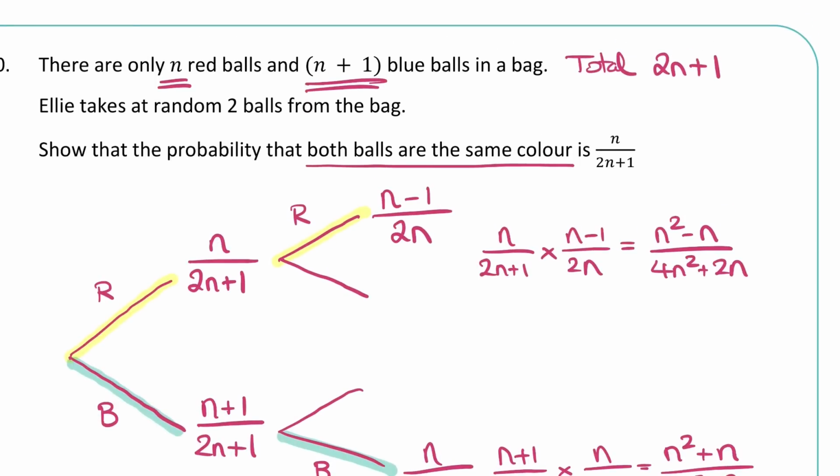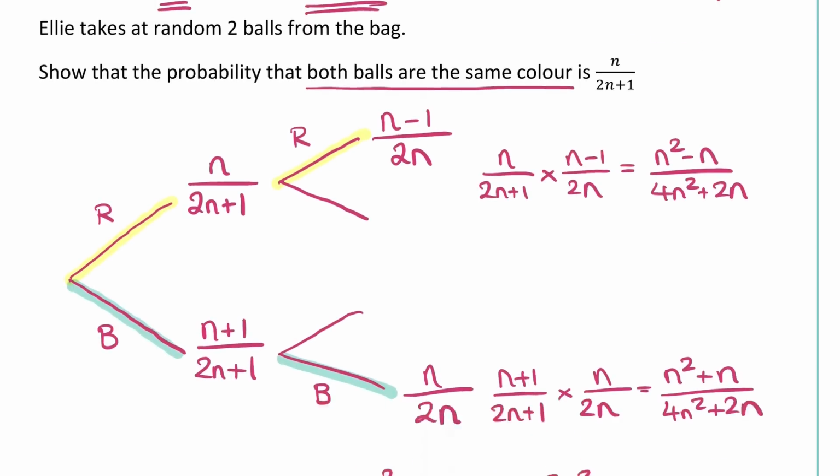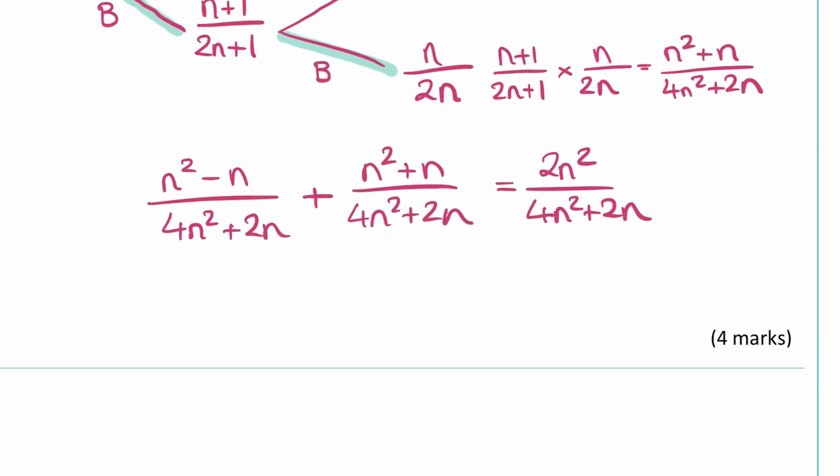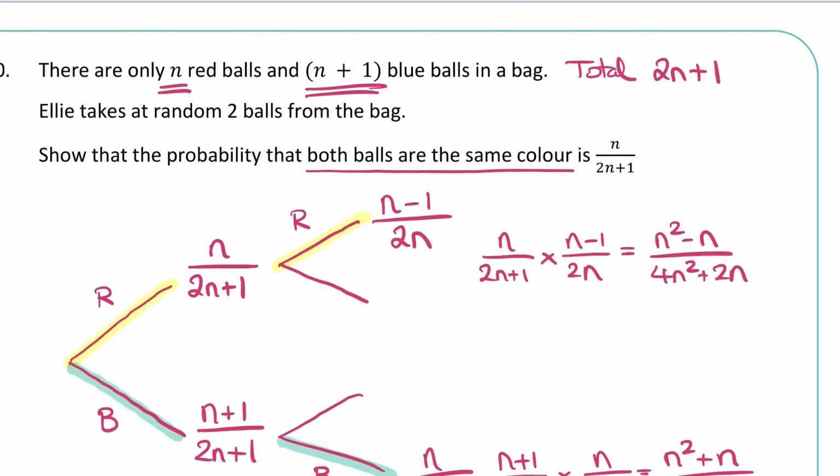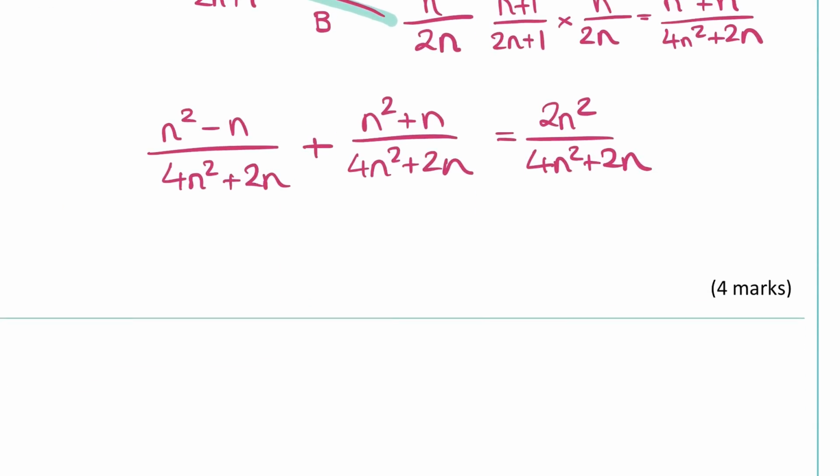But this question wants it in the form n over 2n plus 1. So we need to factorise either the top or the bottom. We could actually factorise both. We want just n on the top, so we want to take 2n out of the top. So you could write that as 2n brackets n. And on the bottom, we want to take 2n out as well, so that cancels off, and see what we have left on the bottom. So 2n times 2n makes 4n squared, and 2n times 1 makes 2n.